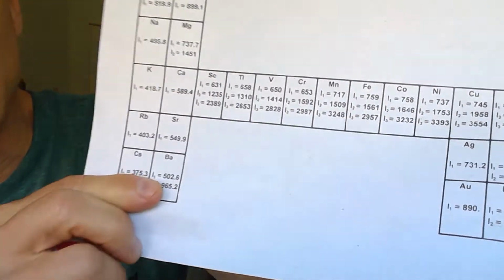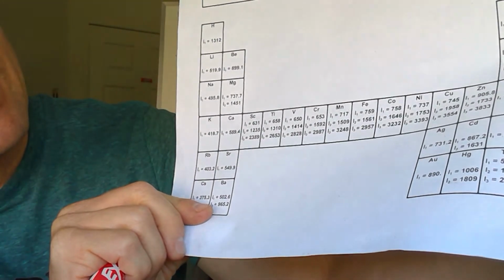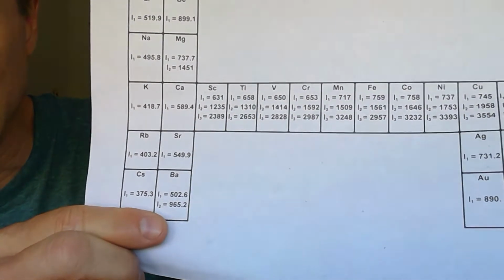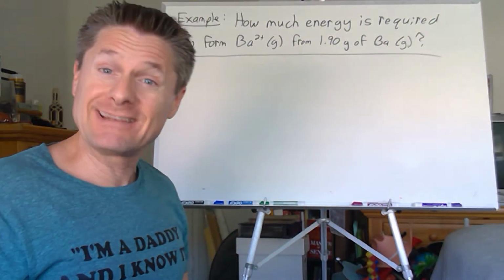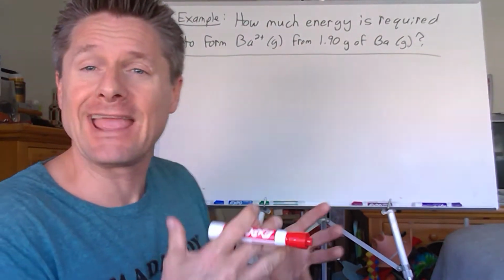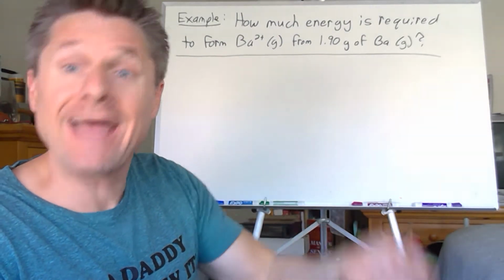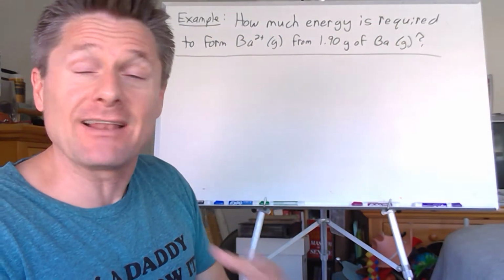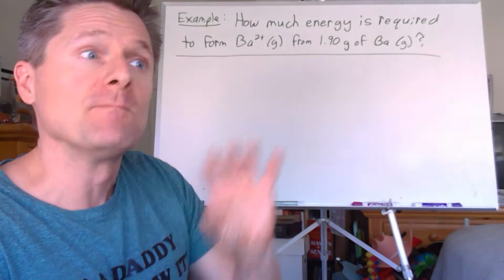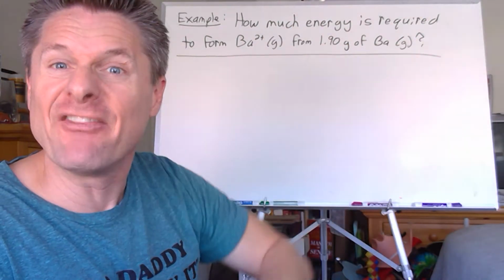So barium is 502.6 kilojoules per mole for I1 and 965.2 for I2. We're going to use those values, but since they're different, it takes more energy to remove the second electron. We have to do this in 2 steps. Calculate the energy to remove the first electron for that amount of barium. Conservation of mass: we'll have exactly the same mass of the barium +1 ion. Then we calculate the energy to remove the second electron, and add those together.